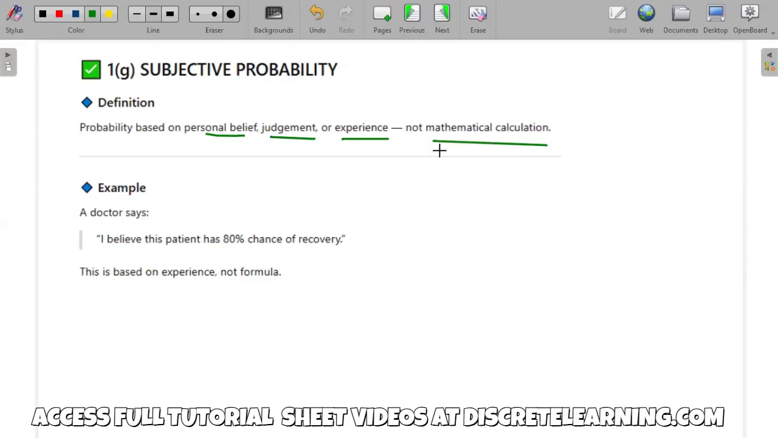With the mathematical calculation. So, for example, if you go to the hospital and then a doctor, based on his experience, hasn't calculated any probability, then he just says, I believe this patient has an 80% chance of recovery. That is going to be a subjective probability. It's not calculated. It's just based on the personal judgment and the personal experience of that same what? Doctor.